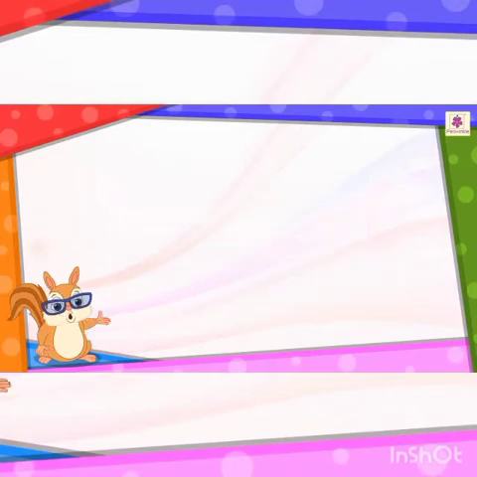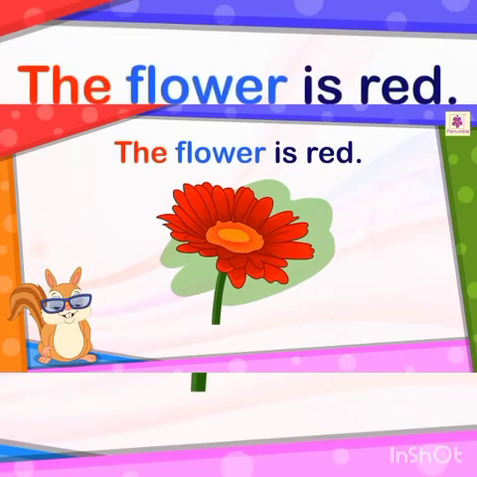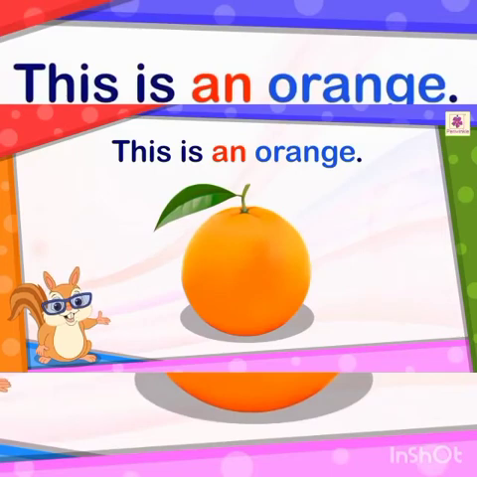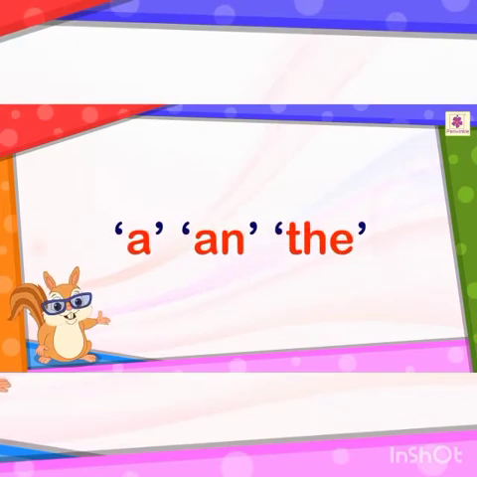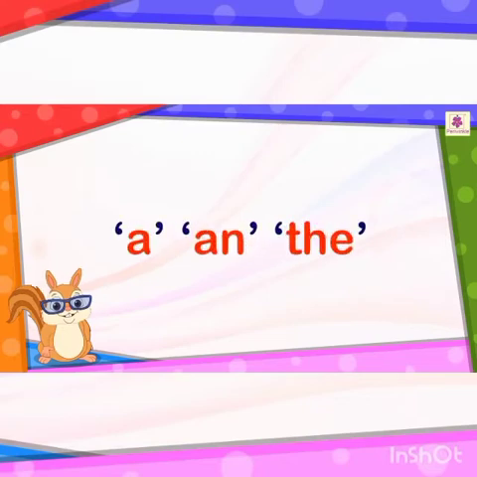Articles are a, an and the. You can see in this sentence, this is a flower. The flower is red. This is an orange. Students, we have used a, an and the to point out the noun flower and orange. These words, that is a, an and the, used to point out nouns, are called articles. A, an and the, these are articles.